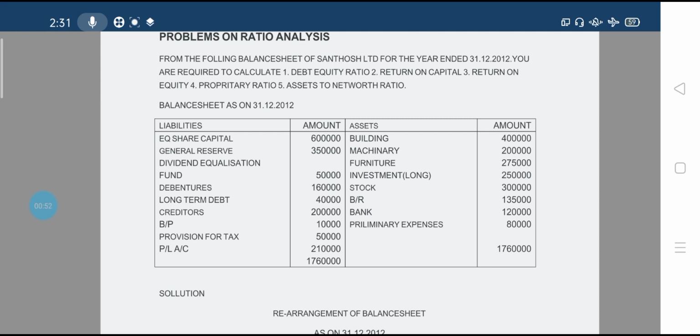The liability side: equity share capital 6 lakh, general reserve 3 lakh 50,000, dividend equalization fund 50,000, debentures 1 lakh 60,000, long term debt 40,000, creditors 2 lakh, bills payable 10,000, provision for tax 50,000, profit and loss account 2 lakh 10,000.